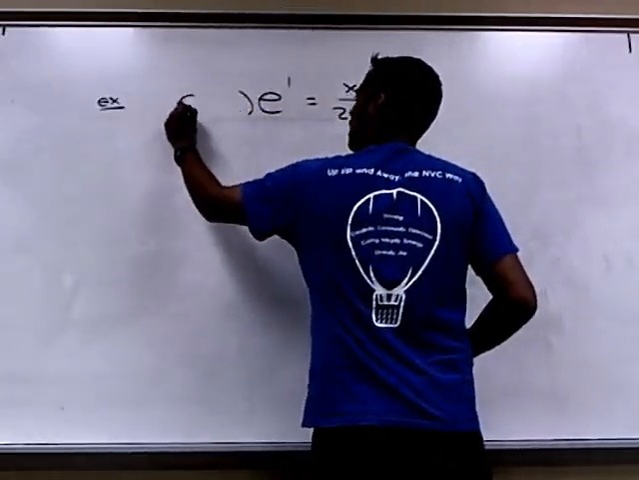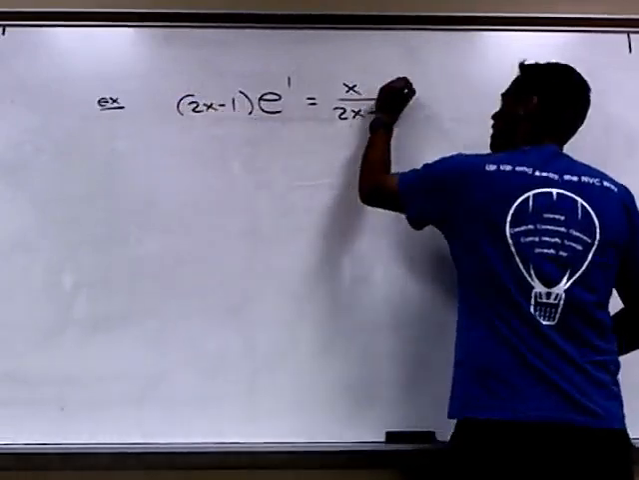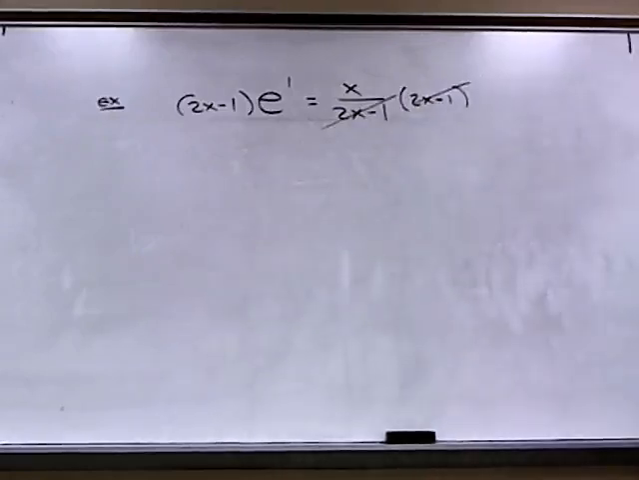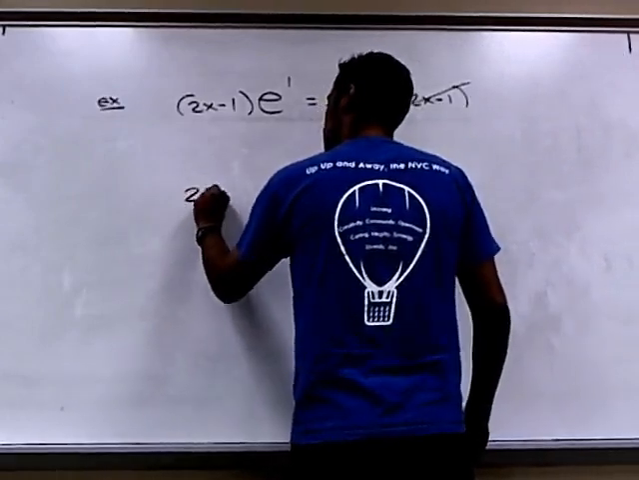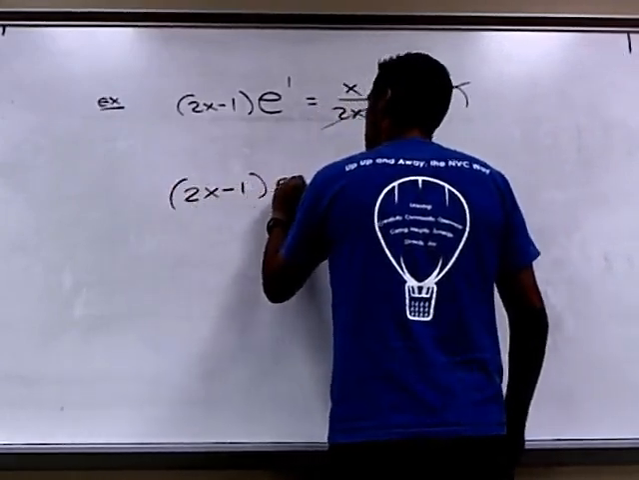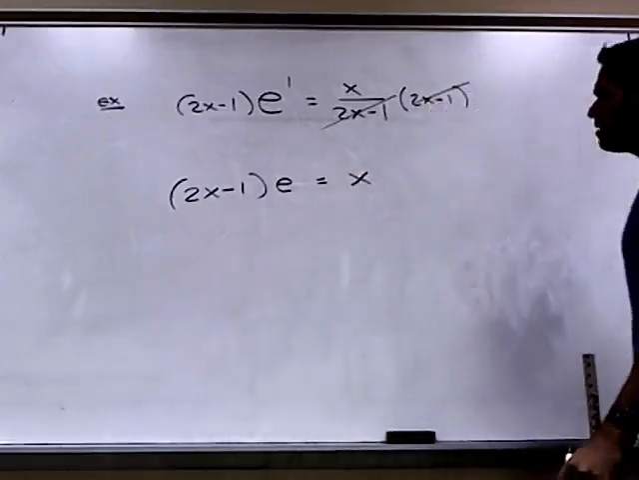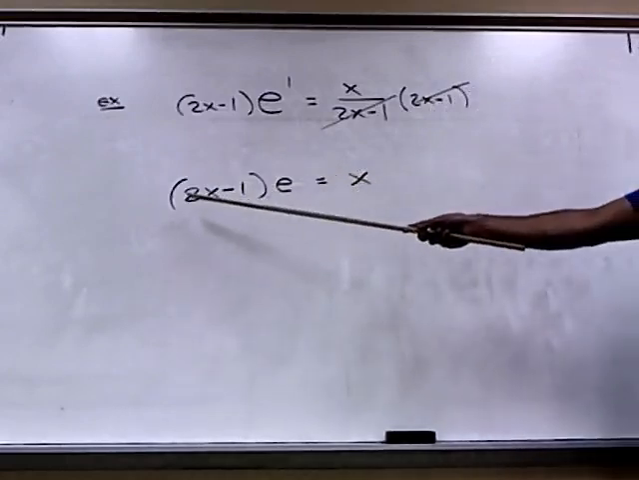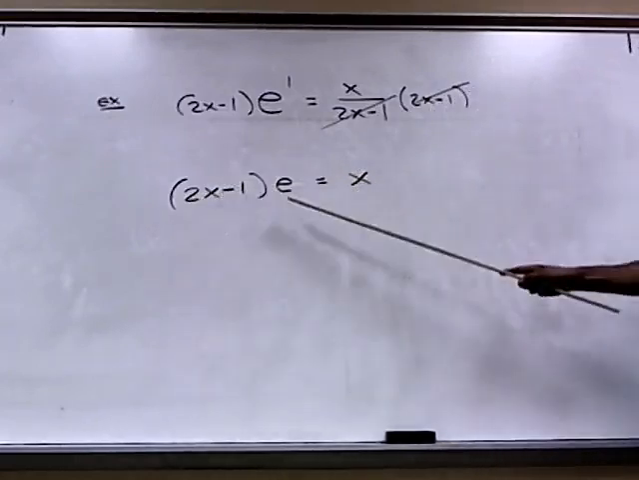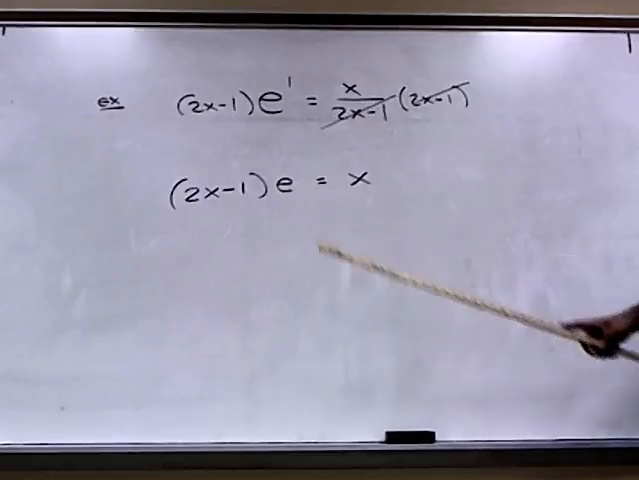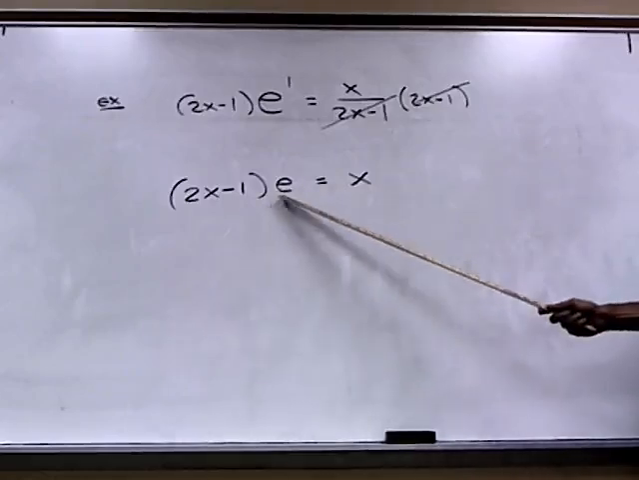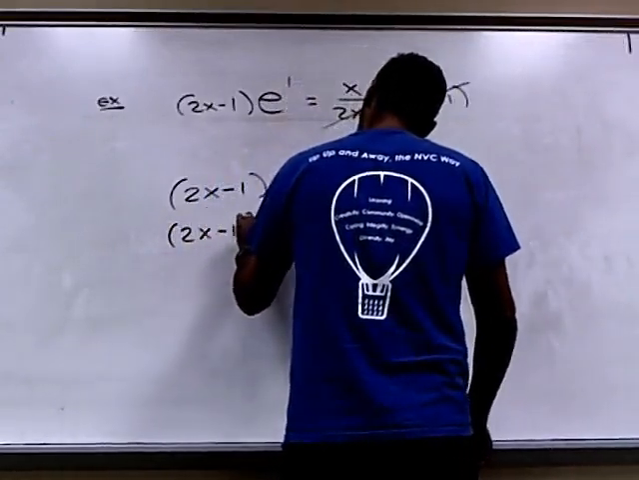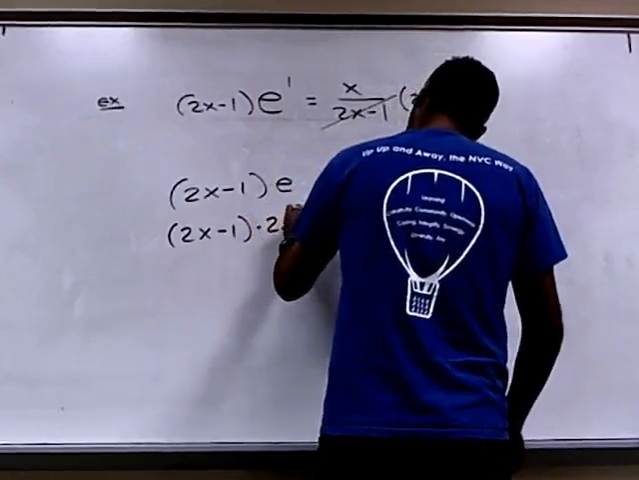If I multiply this by 2x minus 1, it cancels. The left side is 2x minus 1 in parentheses times e, and then the right side's just x, right? Have I solved for x there? Remember, we got x here and over here, so we haven't solved for it completely. So isn't e just a number? E's like 2.718. Let's just put 2.718 there instead, times 2.718, and that equals x.